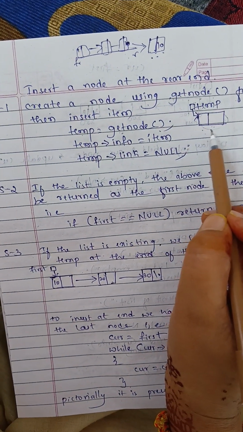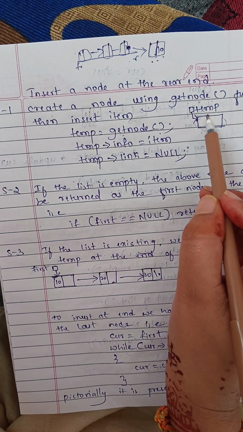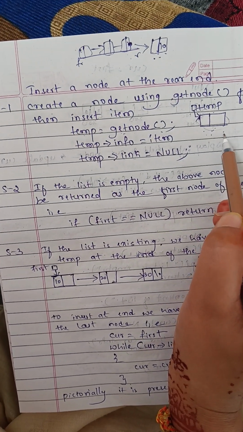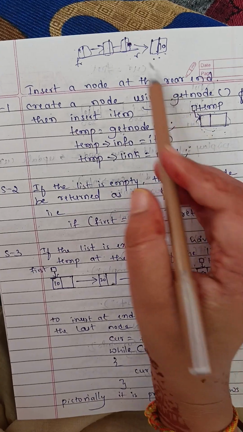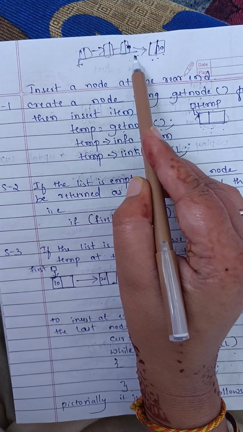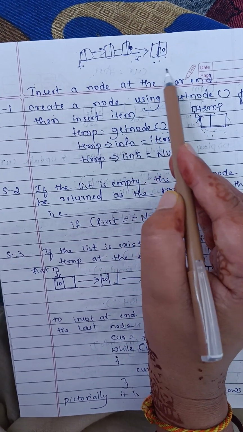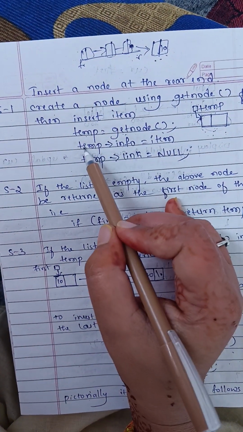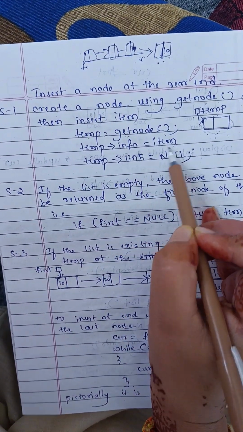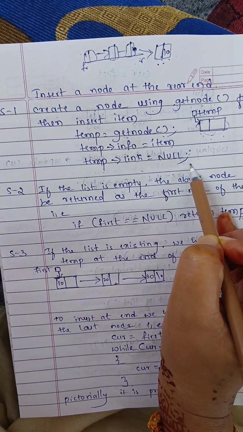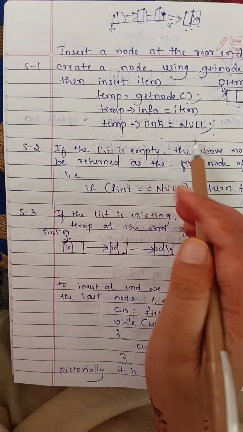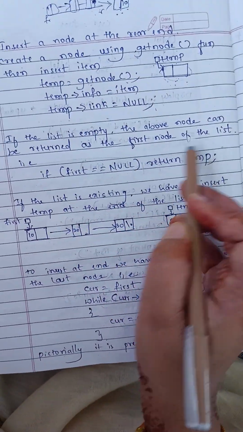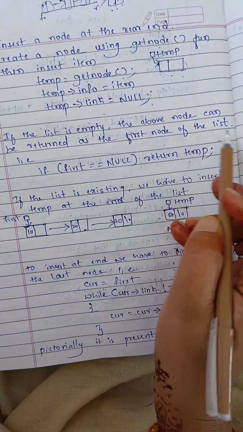Next you have to insert the values. Where do we have to insert? This is the variable temp, right? Temp of info and temp of link, because this is your first node in the list. The list doesn't exist, and whatever you have created is your first node. At that time you write: temp of info equal to item, temp of link equal to null. If the list is empty, the above node can be returned as the first node of the list.